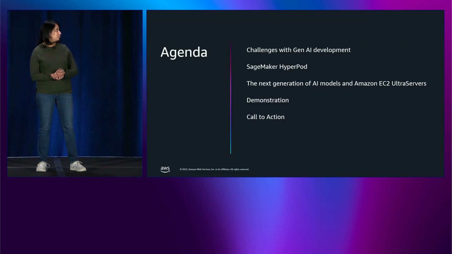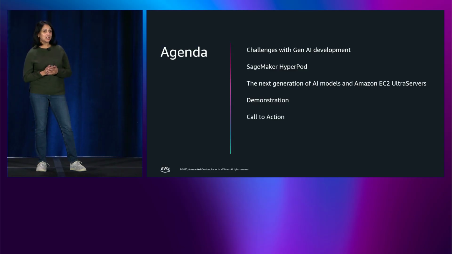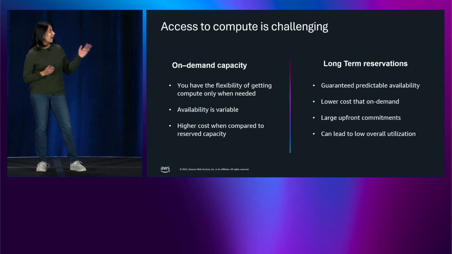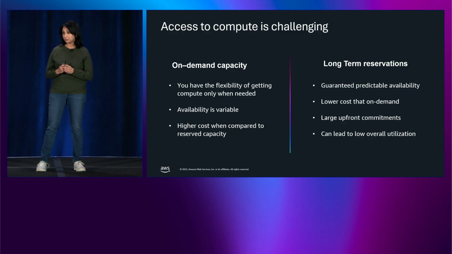So let's get started. So why don't we walk through what a typical AI journey looks like for customers who are training and hosting models. So the very first step that customers need to take is to get access to the compute that they need. And because these accelerated instances are in high demand, they're not always available on demand, which means that when you're trying to get these instances for training, they may not be available at the time that you need.